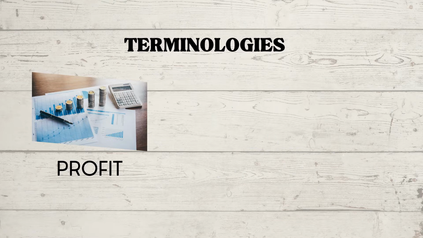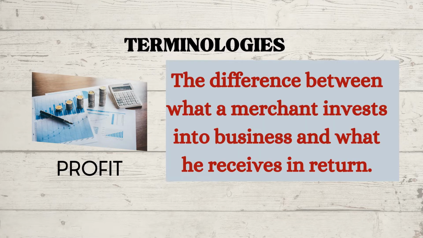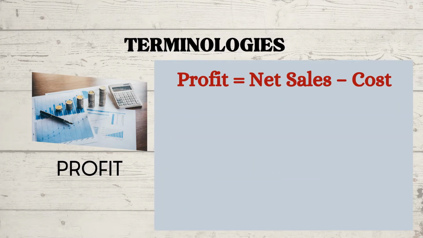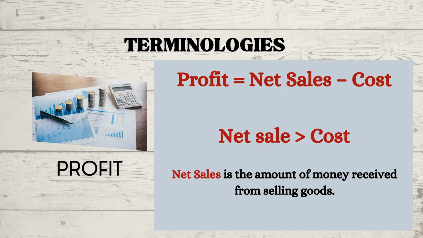Let us define first what profit is. Profit is the difference between what a merchant invests into business and what he receives in return. Also, profit is the amount left after the cost is deducted from sales. To get a profit, the formula to be used is profit is equal to net sales minus cost. We will earn a profit if our net sales is greater than the cost. Net sales is the amount of money received from selling goods, while cost is the amount paid for the goods.